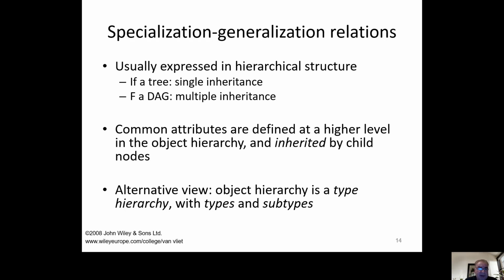So this is basically another thing we call the specialization-generalization relationship. It's usually expressed hierarchically. For example, a tree is a single inheritance, while a DAG is a multiple inheritance.